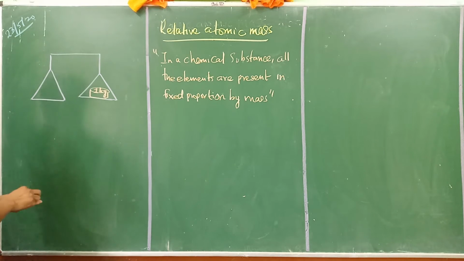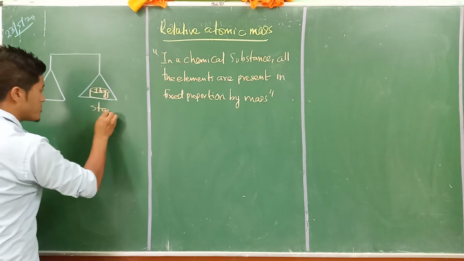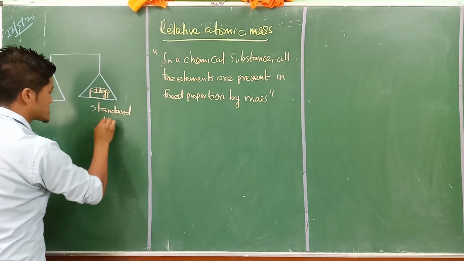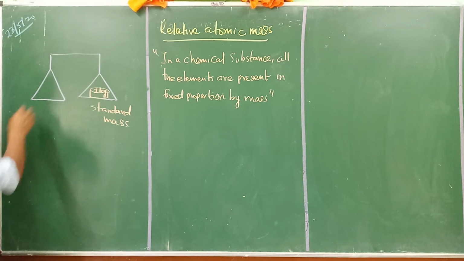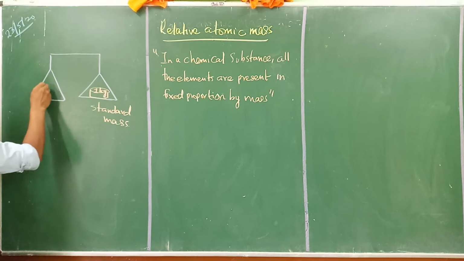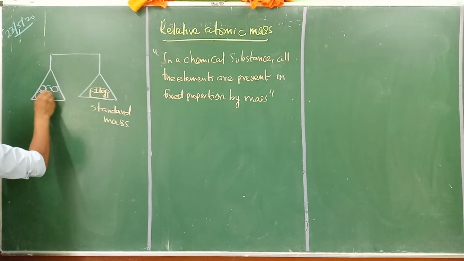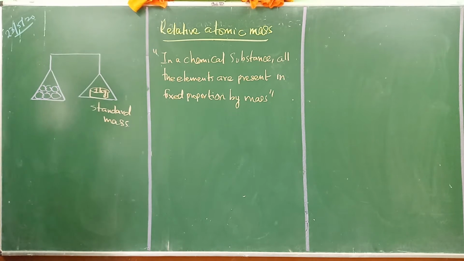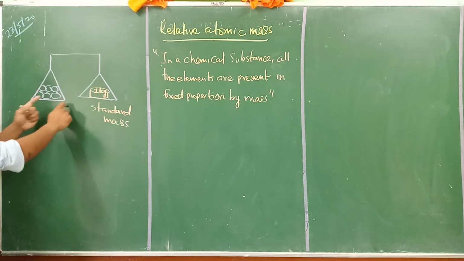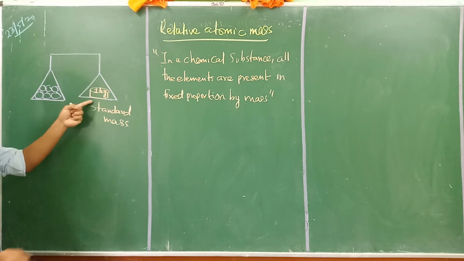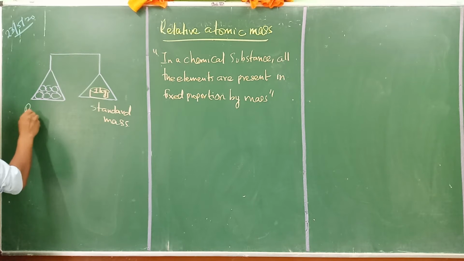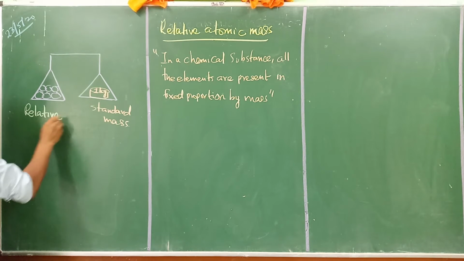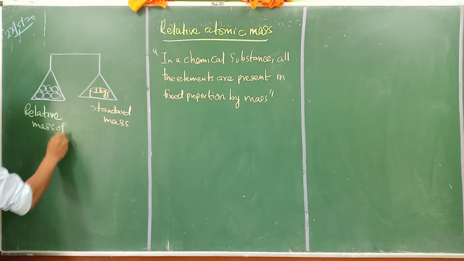This is the standard mass. That means this is the exact mass. Now for 1 kg, we are trying to get some apples here. Let's say we got 6 apples. Now this 6 apples, how did we get 6 apples? We got these 6 apples in comparison with this 1 kg stone here. So which is why I call this the relative mass of apple.